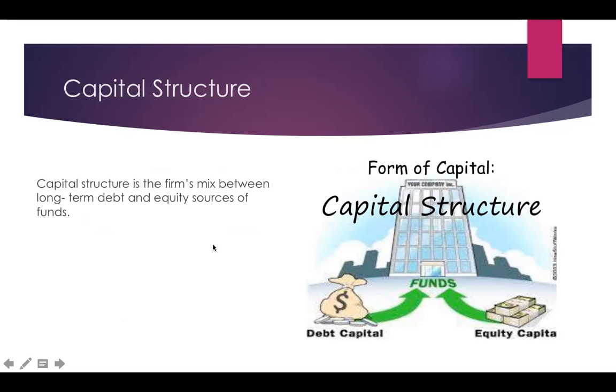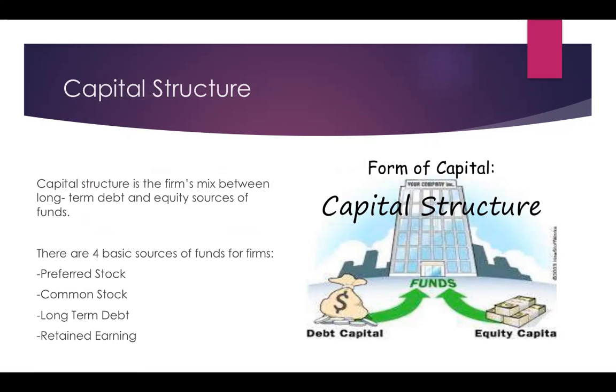So the focus of this particular session will be on the four main structures, or the four basic sources of funding for firms, which are preferred stock, common stock, long-term debt, and also retained earnings.